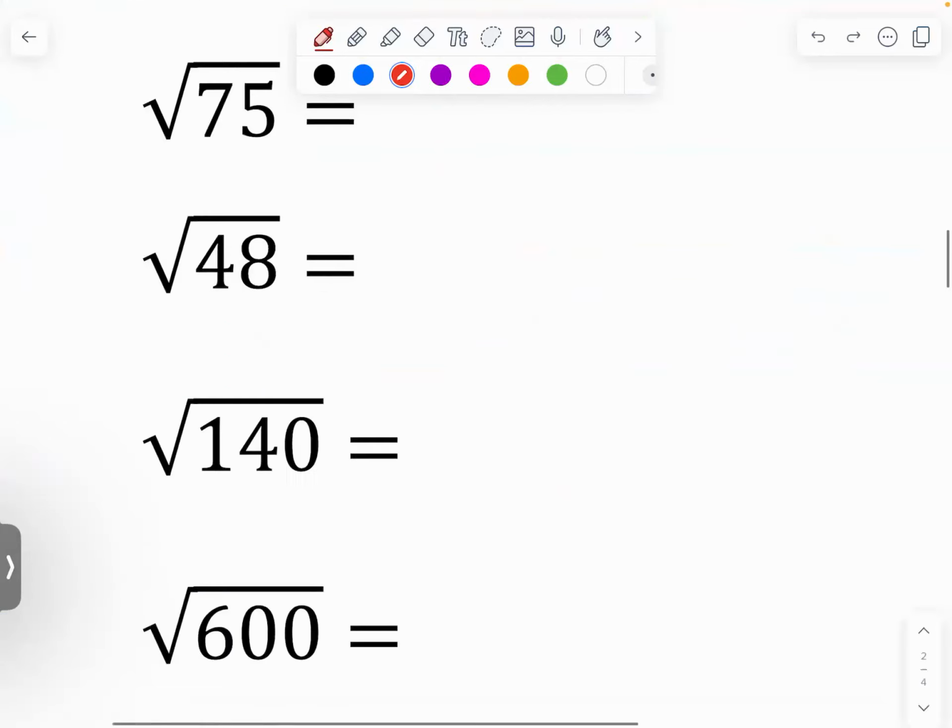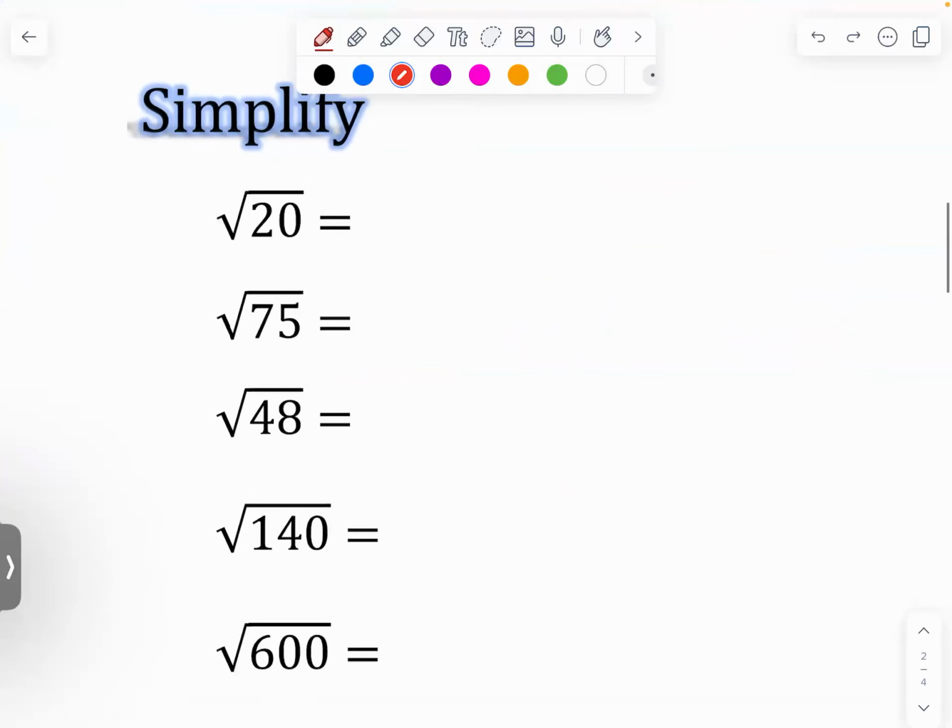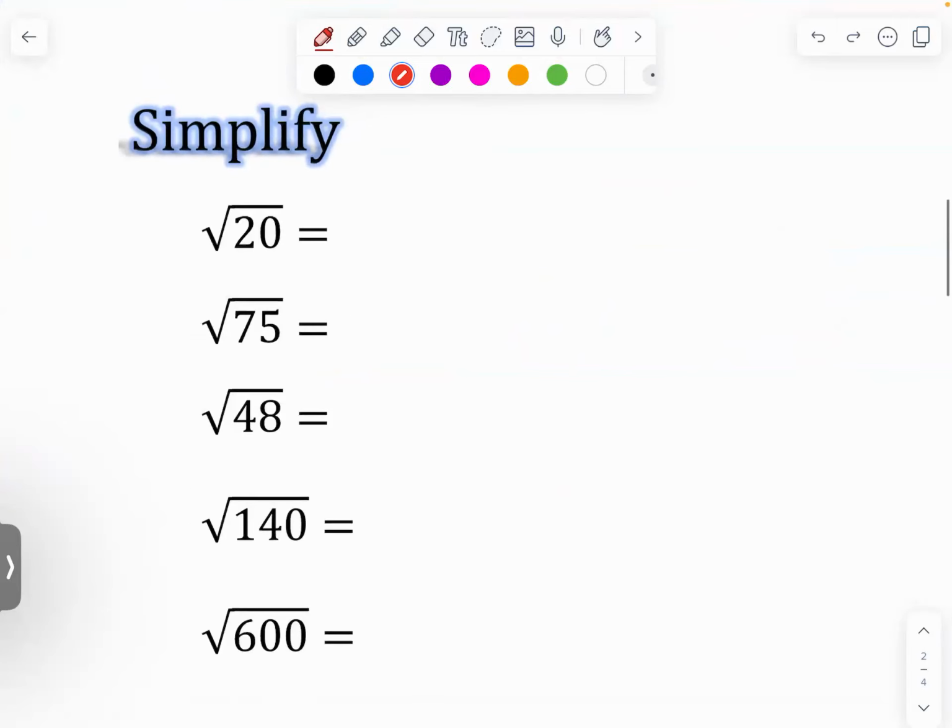Okay, so what I want you to do is I want you to turn the page, and I would like you to simplify these 5 square roots, making sure you and your elbow partner agree.